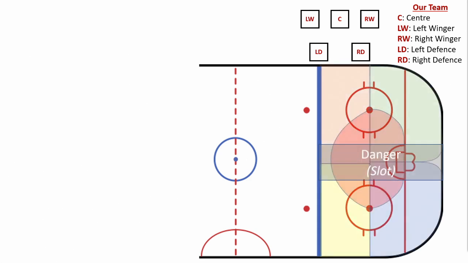Now, as you can see, these zones kind of overlap. They all overlap with the danger zone. And if I were to redraw this a bit better, then they would all overlap with each other. The defensemen would overlap with each other, and the wingers would overlap a little bit.